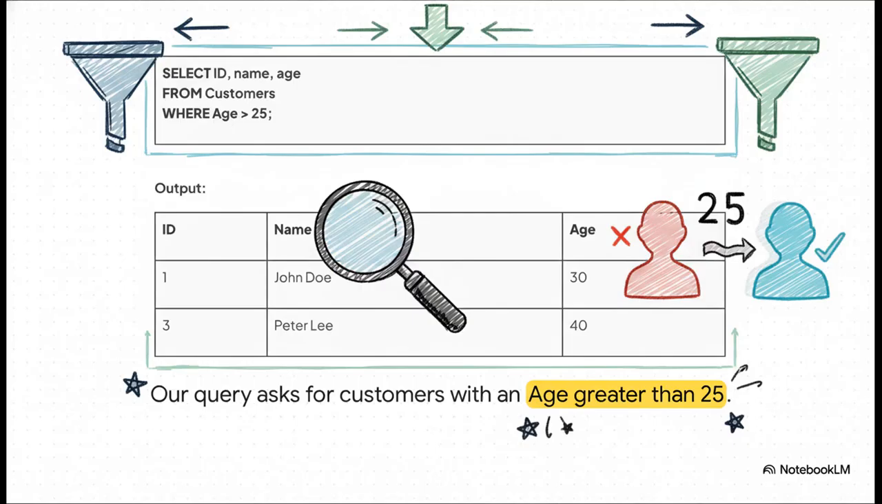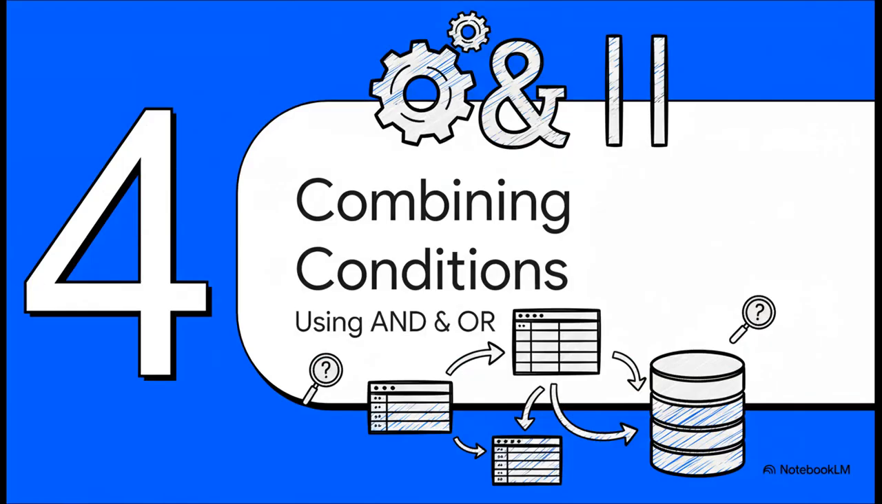And this shows it perfectly. Our query is asking for the ID, name, and age of customers where their age is greater than 25. Now look at the output. Jane Doe, she's exactly 25, so she gets filtered out. Only John and Peter, who are older, actually make it through. Okay, so we can filter by one rule. That's cool. But what if we need to get even more specific? What if we have 2 rules? Or 3? Well, SQL has a really simple way to combine conditions to make our questions even more precise.